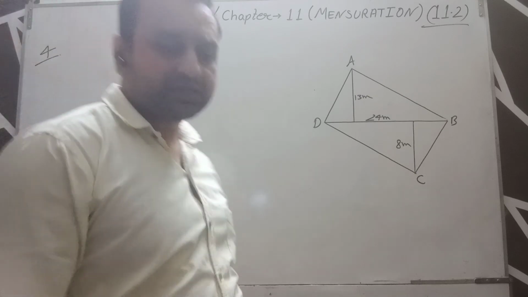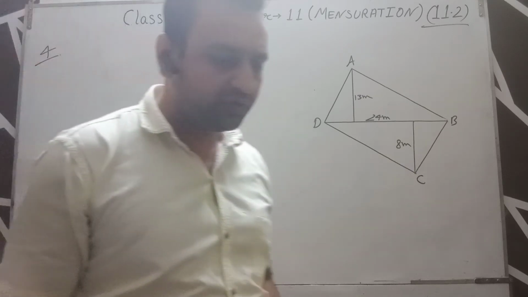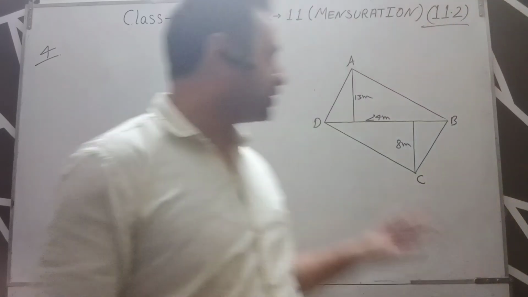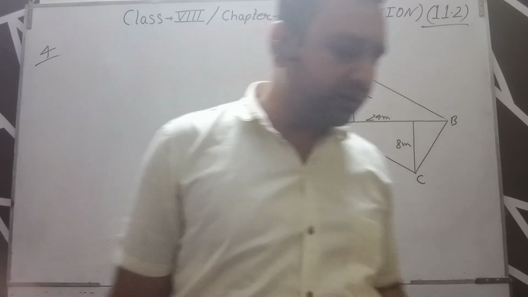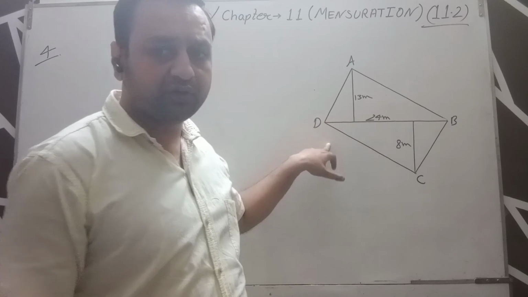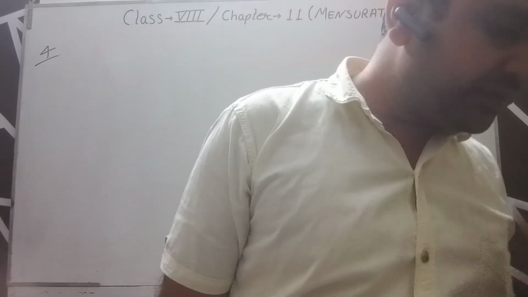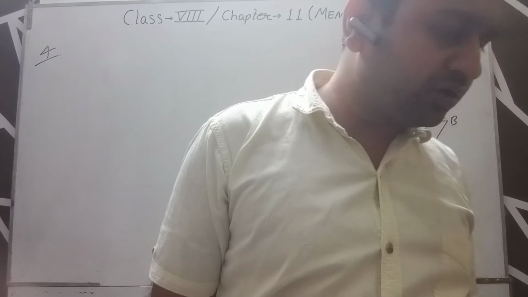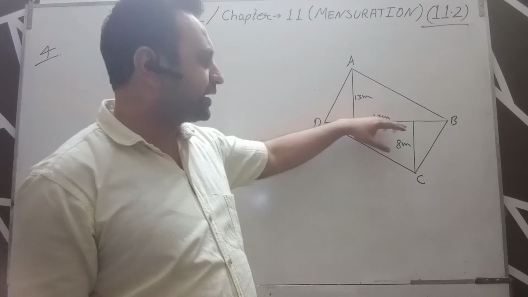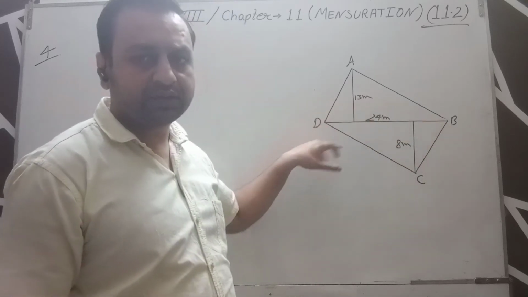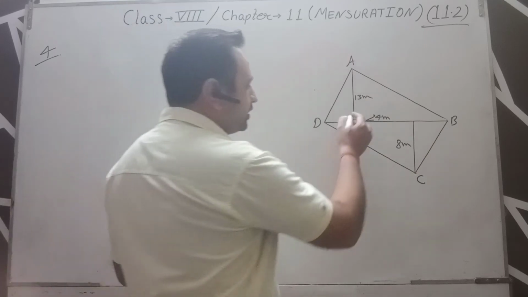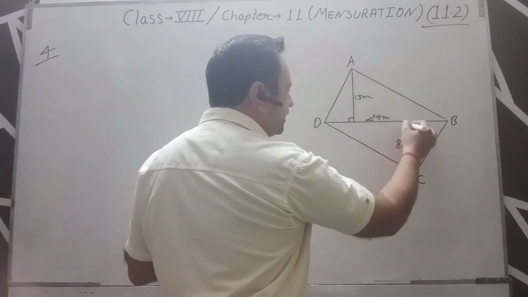Okay friends, now we discuss question number 4. In question number 4, it is given that the diagonal of a quadrilateral, we suppose the quadrilateral is ABCD, and the diagonal of a quadrilateral shaped field is 24 meter. Length of diagonal is 24 meter, and perpendiculars dropped on it from the remaining opposite vertices. That is, the diagonal joins two vertices, and from the remaining two vertices the perpendiculars drawn are 30 meter and 8 meter.